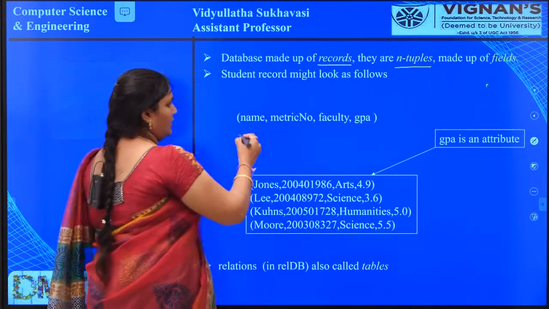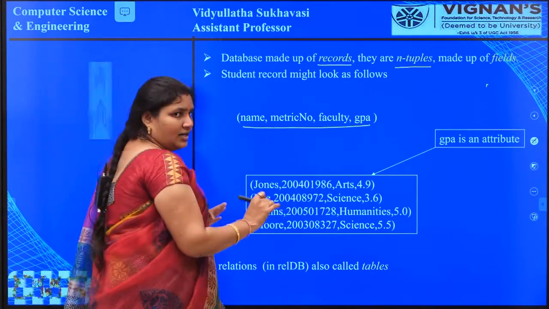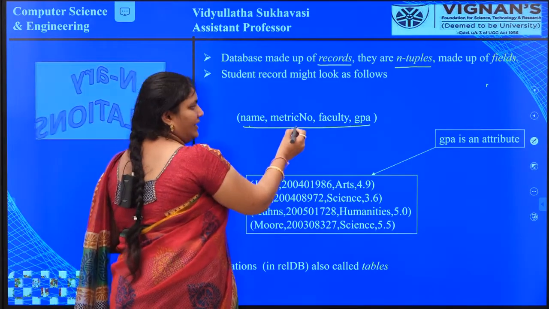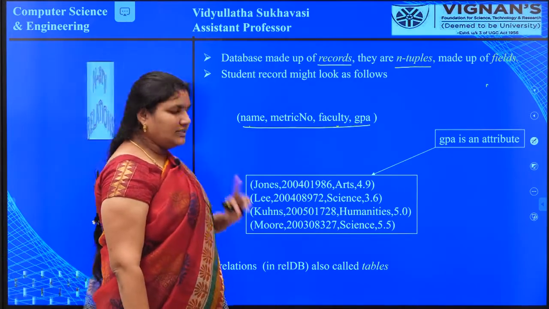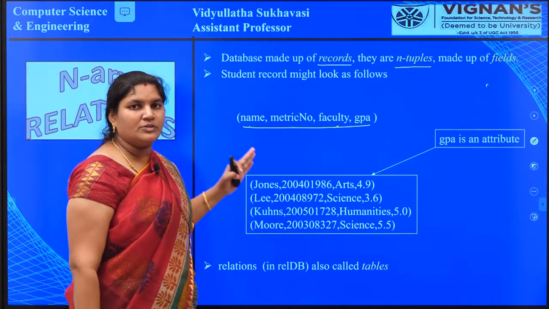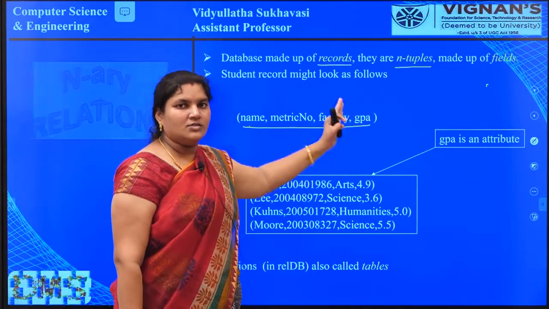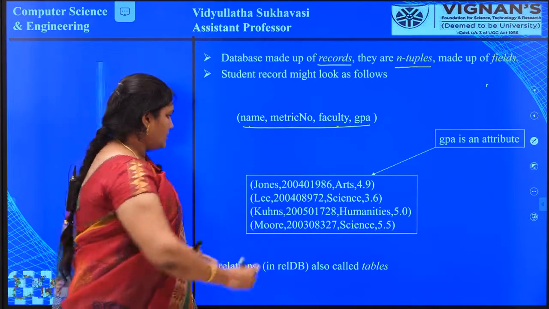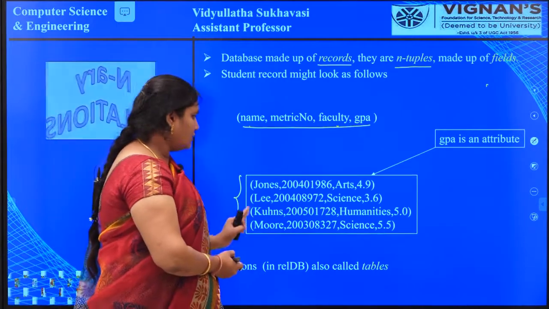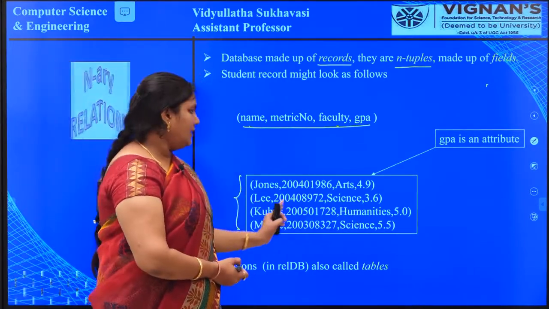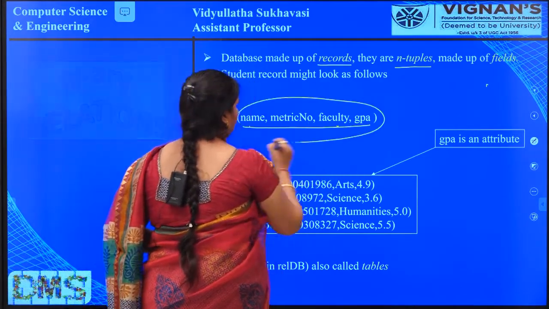Suppose we have taken this as the information of the students. For a particular student we will have a name, matric number, faculty, and GPA. So for one student we will have one record. If you have n number of students, we will have n number of records, stored in one database like this. We have 4 students in the example, and for those 4 students we have the entire information. For this data, these will be called attributes.